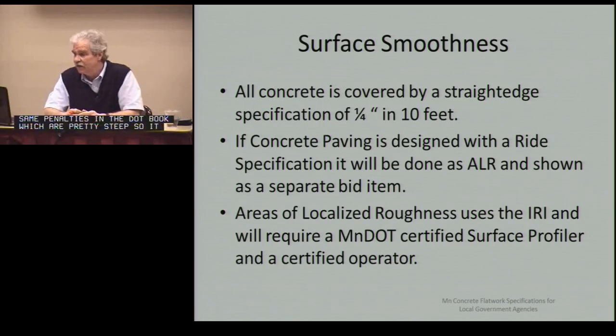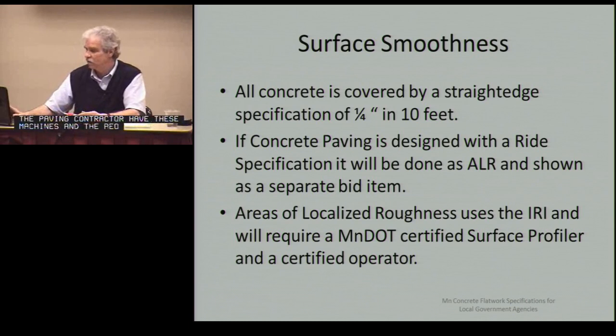The surface smoothness is, again, a 1/4 of an inch in 10 feet. If you require this concrete paving by a ride specification, it's called ALR, which is area of localized roughness, and it's shown as a separate bid item. The areas of localized roughness use IRI, the International Roughness Index, and we require a MnDOT certified profiler and a certified operator. The paving contractors, both asphalt and concrete in this state, have these machines and those people, as well as some of the testing labs will get into this work as well.